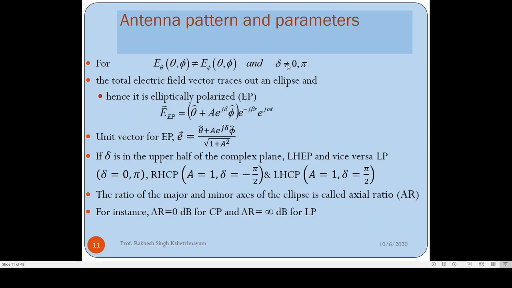If delta is equal to 0 or pi, it becomes a linear polarized wave. If delta is equal to plus minus pi by 2 and a becomes 1, then we have a circular polarized wave. So circular polarized and linear polarized waves are particular cases of the elliptically polarized wave. You can also find the unit vector for the elliptically polarized wave as (theta hat plus a exponential j delta phi hat) divided by square root of 1 plus a squared. We have the term square root of 1 plus a squared so that the amplitude of this vector is 1.